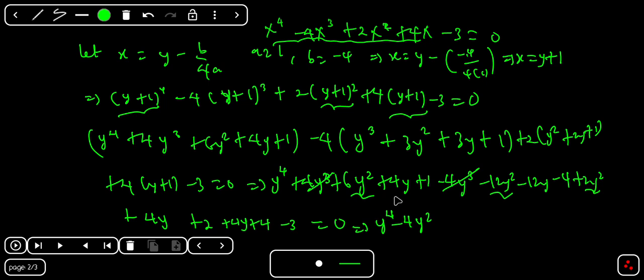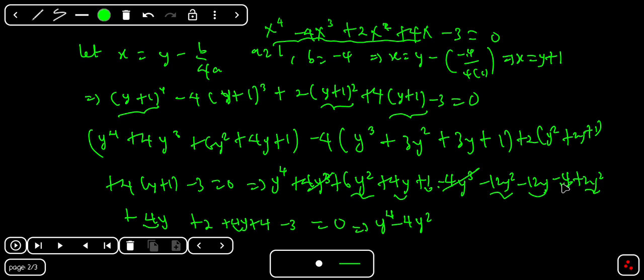Okay, next part, we are done with the squares. So next part is 4y. Now 4y minus 12y will give us negative 8y. Now negative 8y plus 4y will give us negative 4y. Then plus 4y will give us 0. Then next part, the constants: 1 minus 4 will give us negative 3.